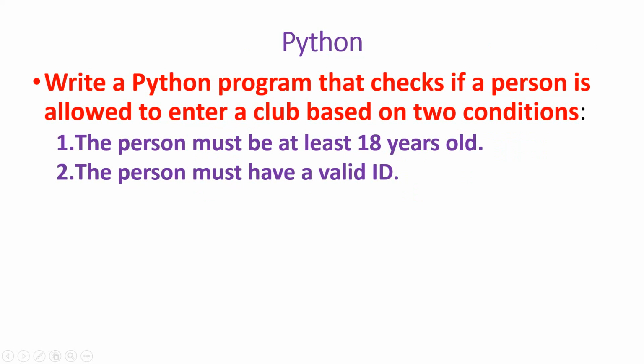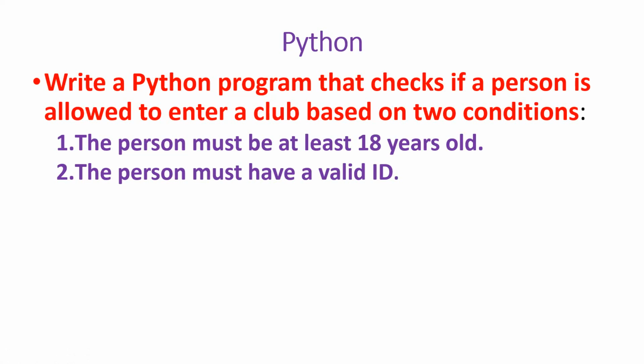We are going to write a Python program that checks if a person is allowed to enter a club based on two conditions. The first condition: the person must be at least 18 years old. 18 and above is the age group allowed inside the club. The next one is they should have a valid ID. This is a Boolean value, whether the person has a valid ID is true or false. Based on this, we are going to decide whether the person is allowed to enter the club or not.